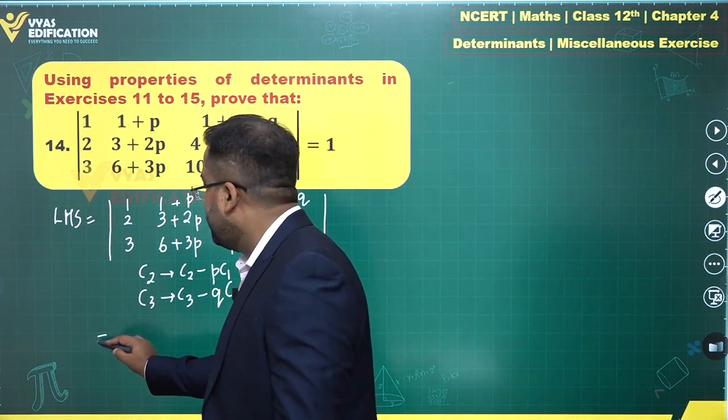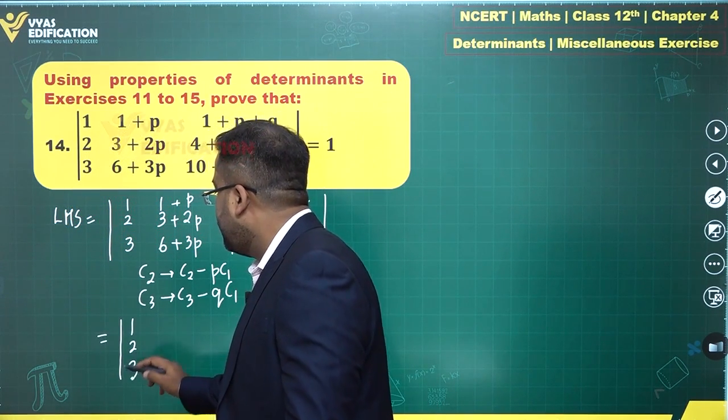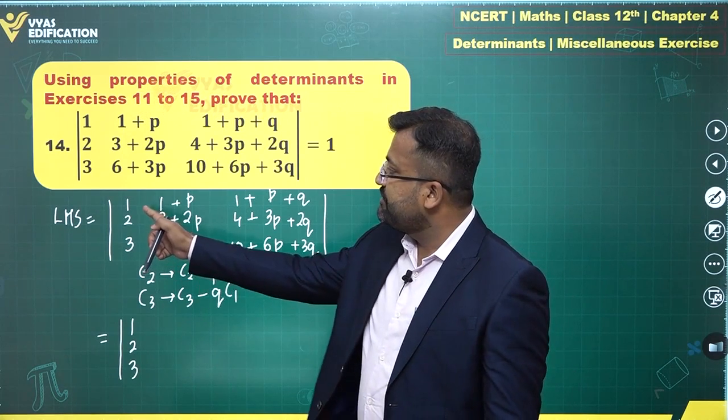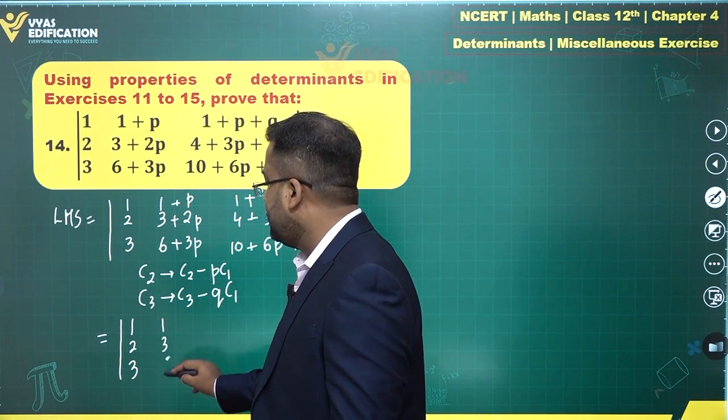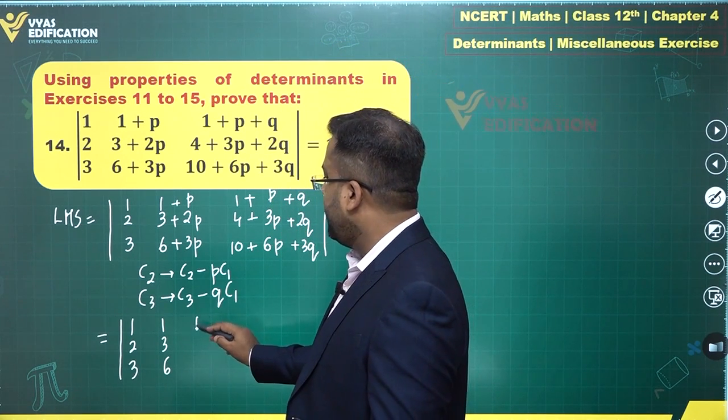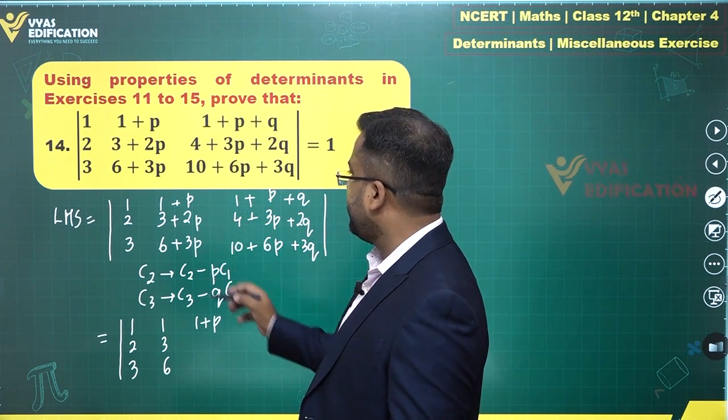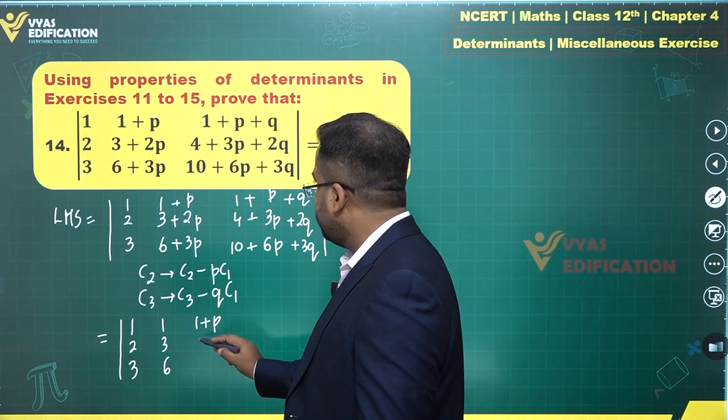And the benefit of this will be that this will remain 1, 2, 3. But this C2 will be transferred. P times 1 will be subtracted. 2P, 3P will get subtracted. This is 1, 3, 6. What else? 1 plus P, Q gets subtracted. 2Q and 3Q will also get subtracted.